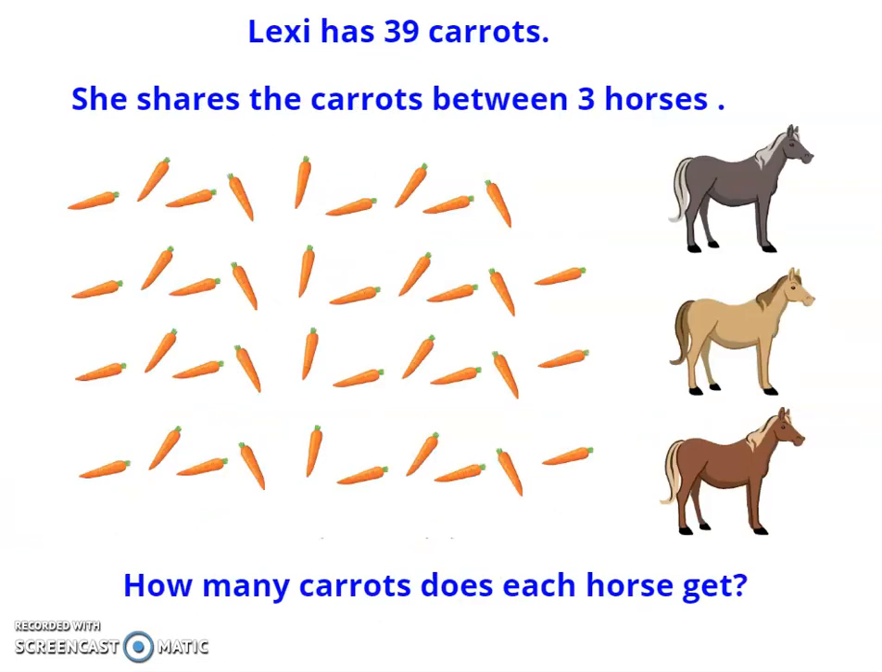So now I want you to continue with the work in the textbook. Looking at our next question, Lexi has 39 carrots. She shares the carrots between three horses. Your first step is going to be partitioning that 39 into tens and ones. So 9 ones divided by 3, 3 tens divided by 3. And then you can combine those two answers to give yourself the answer. So complete the work in the textbook and then move on to your workbook to complete the independent activity. I look forward to seeing how you get on. Good luck.